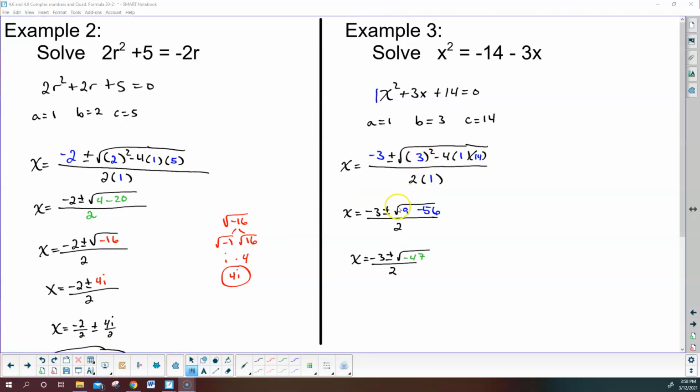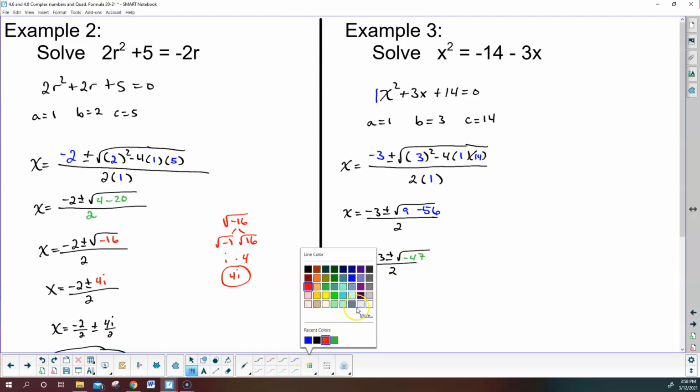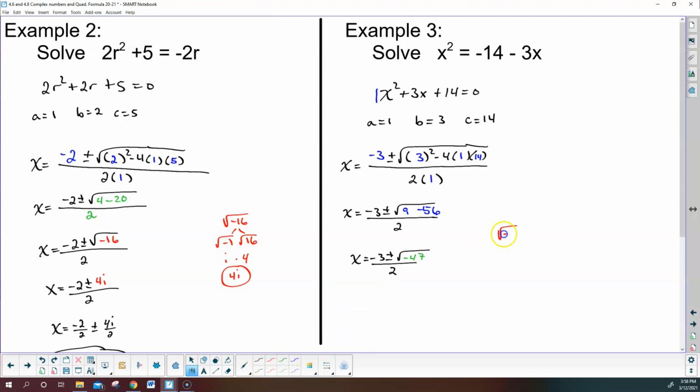So I simplified. 3 squared is 9. Negative 4 times 1 times 14 is negative 56. 9 minus 56 gives me negative 47. Now notice, this is the discriminant. It's negative, so I know my answer is going to have imaginary numbers in it. What do we do next? Well, the next thing we're going to do is go off to the side and say, can I break down the square root of negative 47?